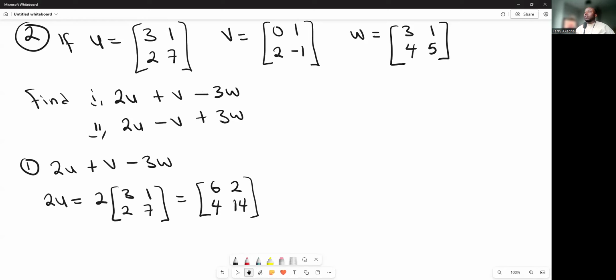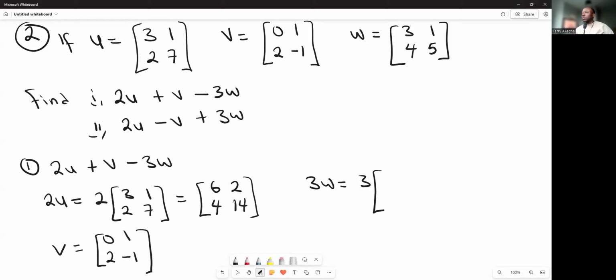Okay, so that's 2u. Now the next one is v. V is straight up. It's very easy. And we have the v to be 0, 1, 2, minus 1. Okay. And the next one was 3w. Okay, so we have 3w. So 3w will be 3 into bracket.